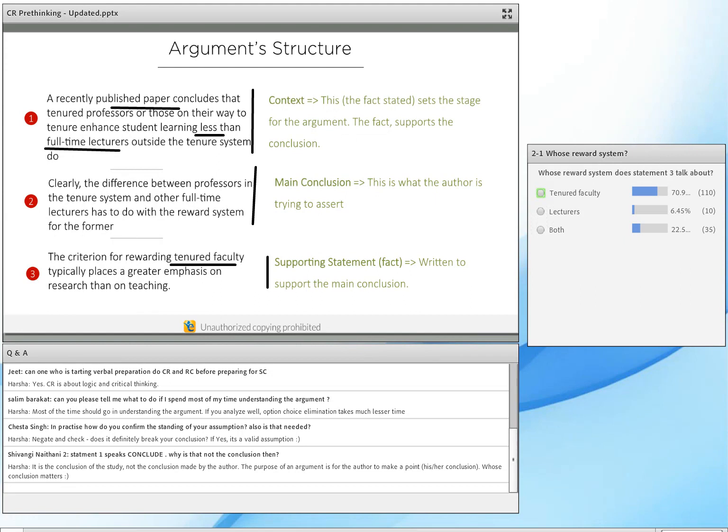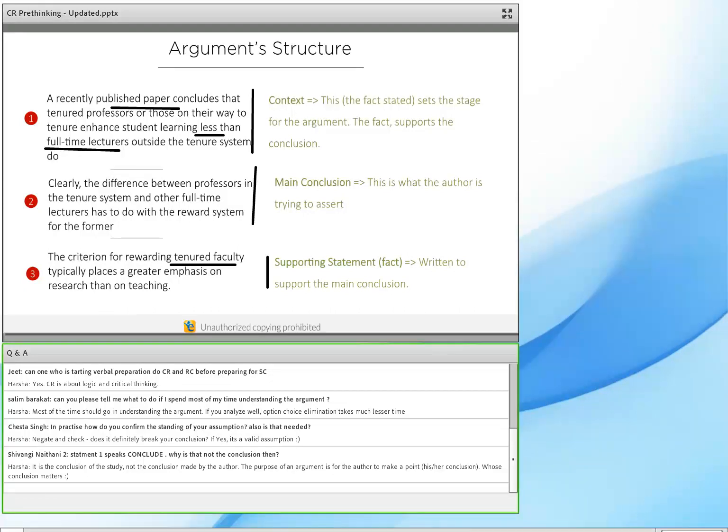Okay. So 22% of you say it's both. 6.5% of you say it's lecturers. But 71% say it's just tenured faculty. 71% of you are correct. It is just tenured faculty. Why? Because what the statement says is the criterion for rewarding tenured faculty typically places greater, which is a comparative word, emphasis on research than on teaching, which means that it's comparing the emphasis on research and teaching just for tenured faculty. And if you just read this, I'm going to ask you a question.